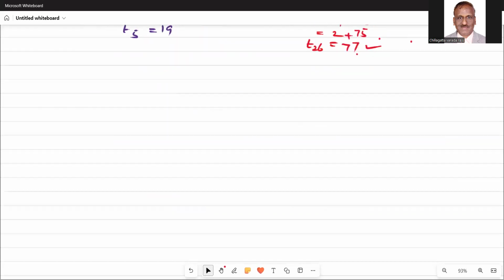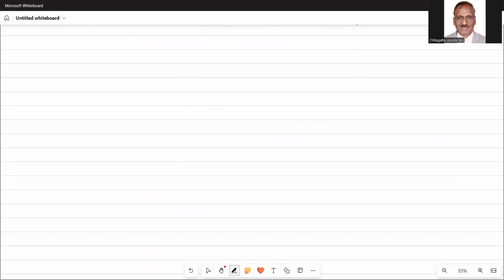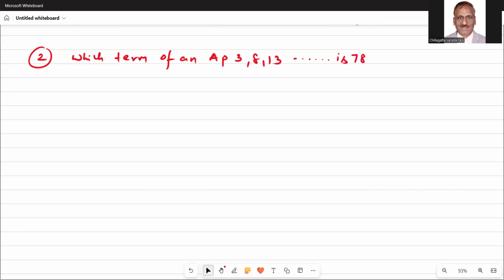Okay. Now, the next type of question is what? You will be given the last term and the progression terms. You need to find out how many terms there are from the first term to the last term. Which term of an AP 3, 8, 13, and so on is 78? In between, the terms are missing.